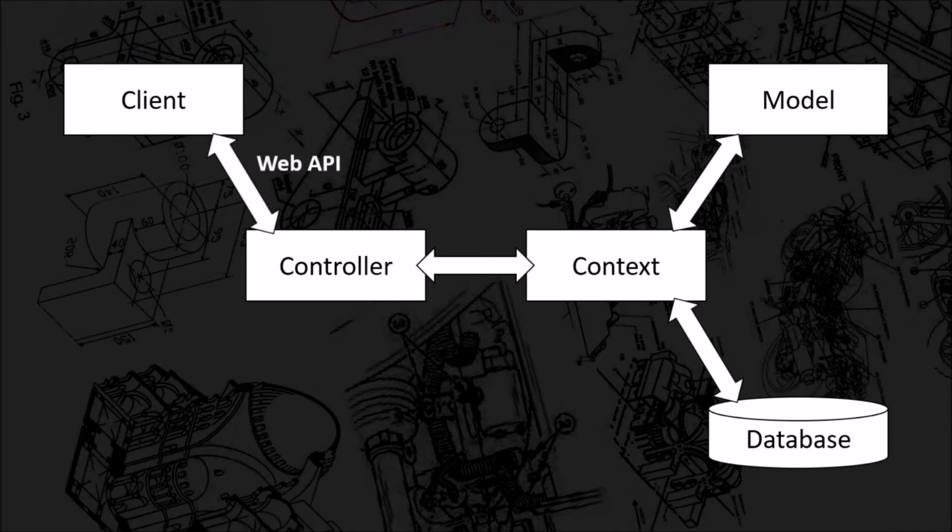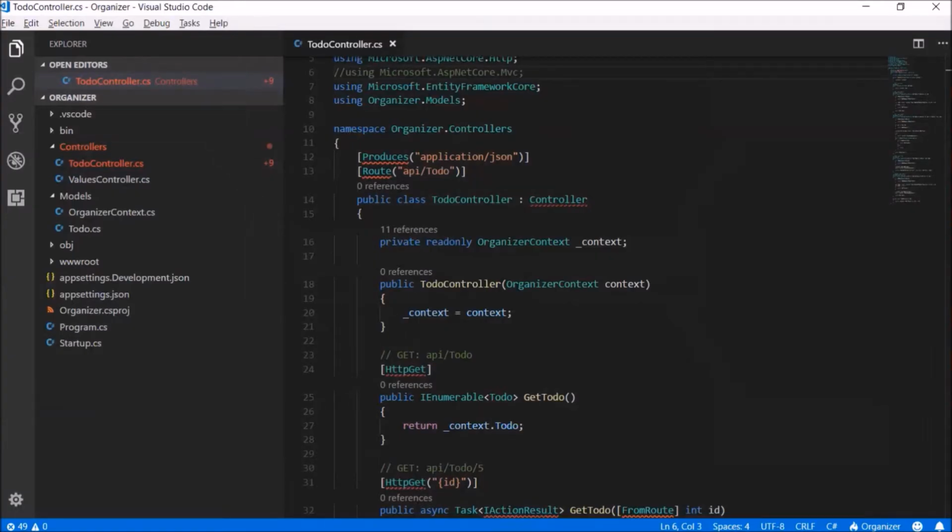So let's go back to the controller. If I comment out this MVC namespace, you can see that these attributes and this base class are all a part of it. And the controller base class passes the services requested into the constructor.